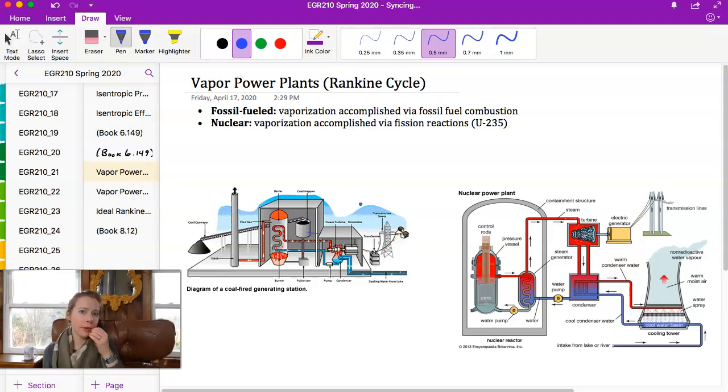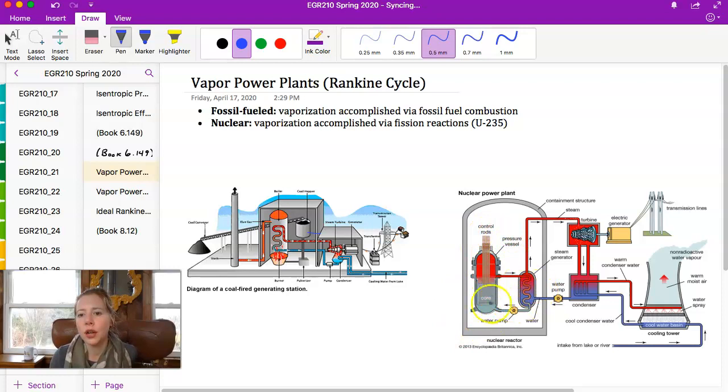So with a nuclear plant, the vaporization is accomplished via fission reactions. Uranium-235 is typical. Sometimes you'll use 238. Sometimes you'll use thorium or plutonium. It just depends. But you usually have these fission reactions taking place in the core of the nuclear reactor.